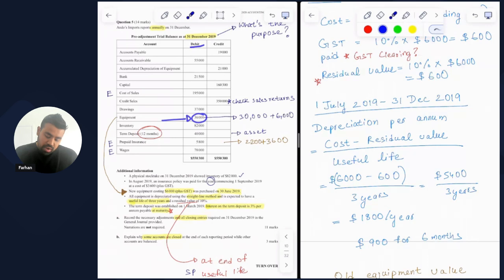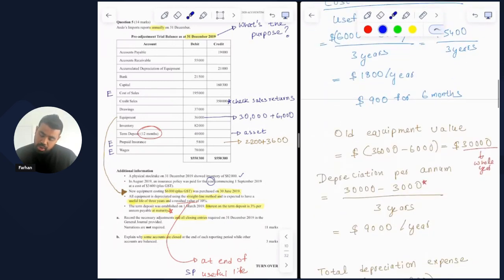Now, given that we have recently purchased equipment worth $6,000, that leaves us with $30,000 in old equipment. All right. Now, this old equipment worth $30,000 was actually in use throughout the entire year. And how do we know that? The question doesn't specifically mention anything regarding the old equipment's usage. So we have to assume that it was in use for the entire year because we do not really have any disposal as well. So the old equipment is calculated to be worth $30,000.